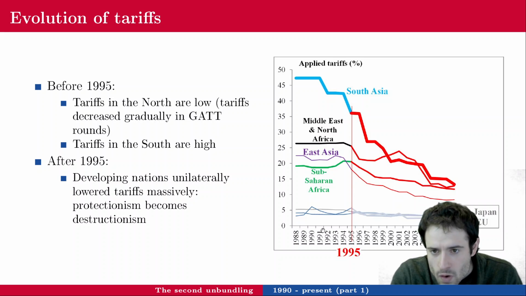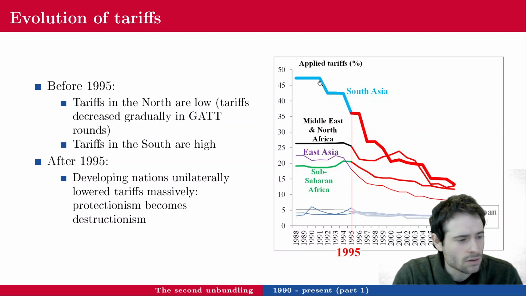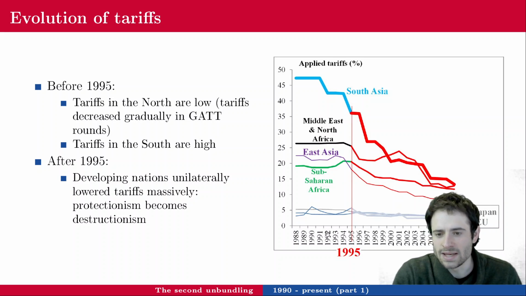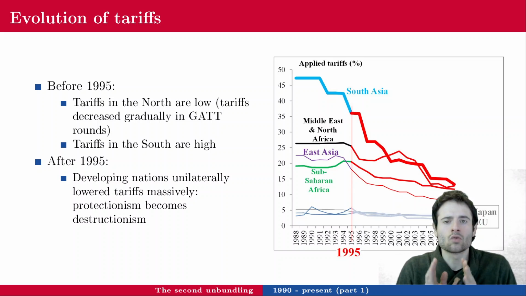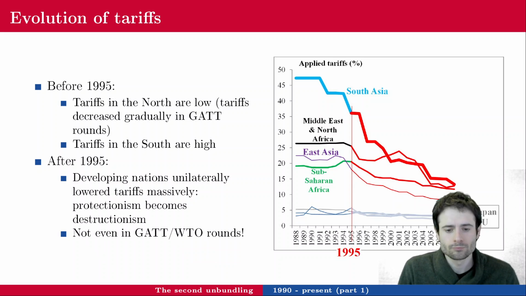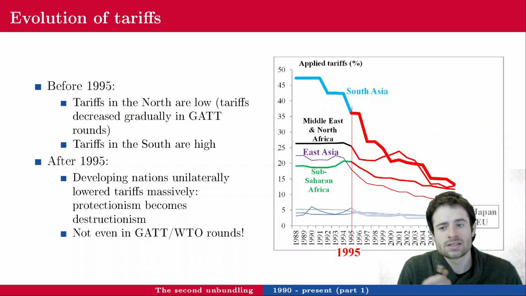I could go to 1990 here, rather, and I could also argue that there is a decrease of tariffs, at least in South Asia, even though not so much in East Asia, Sub-Saharan Africa, and Middle East and North Africa. You need to know overall around when this second unbundling happened. And this didn't even happen due to the World Trade Organization or GATT rounds. It's literally just countries unilaterally deciding to lower the tariffs.